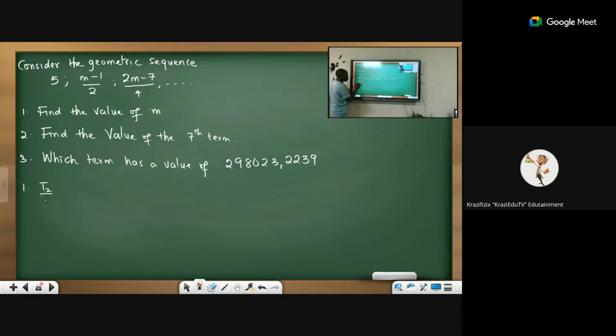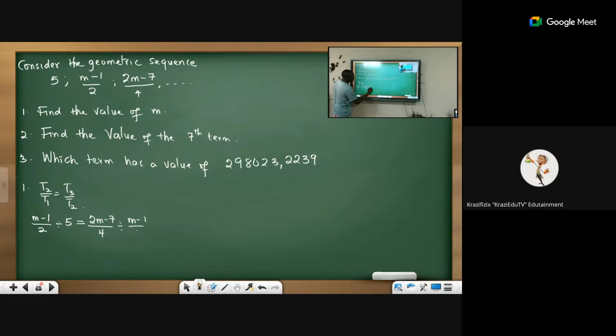T2 over T1 is T3. That's how it works. What's our T2? M minus 1 over 5. I know the problem is this division. So please, if you are not sure, look at what I'm going to do. Divided by 5. What is T3? 2m minus 7 over 4 divided by T2.